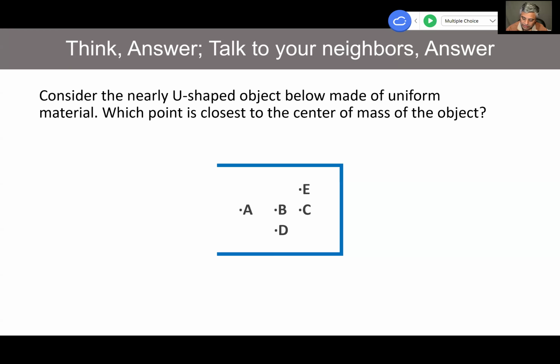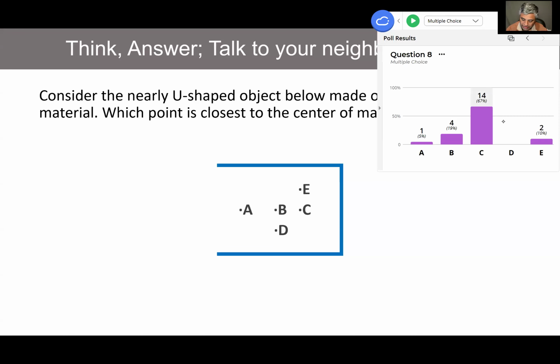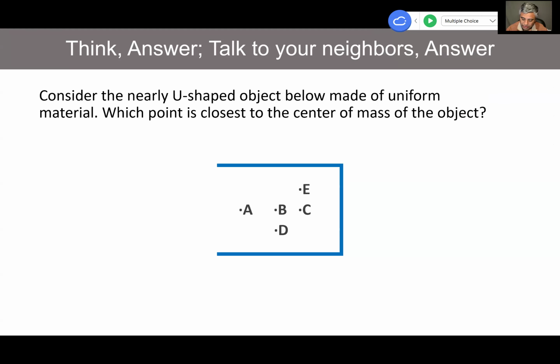Okay, let's see what we got. Mostly C, and that is correct. B is at the center, but the center of mass is not at the center here because the mass from this side is missing, meaning there is more mass on this side, so it shifts more towards the greater mass. That's why C is the better choice.